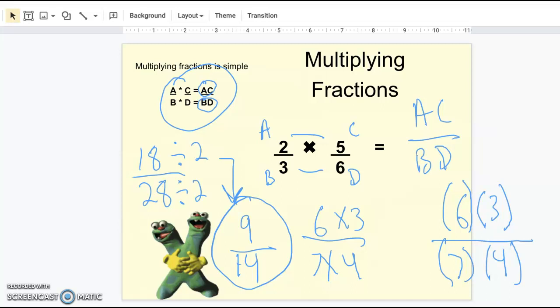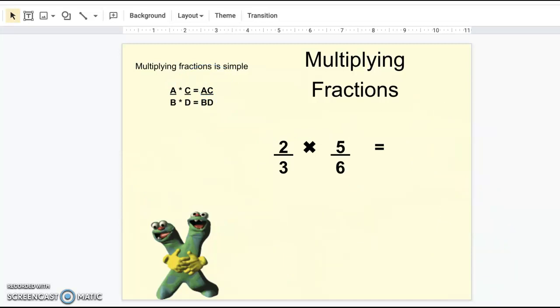Now the next one, hold on one second, is 2/3 times 5/6. Okay, so again, we're multiplying, so we just go straight across. 2 times 5 gives you 10. 3 times 6 gives us 18. Okay, 10 over 18. Remember, you got to simplify, you got to reduce every single time. Do not just leave your answers like this, as they will be marked incorrect.